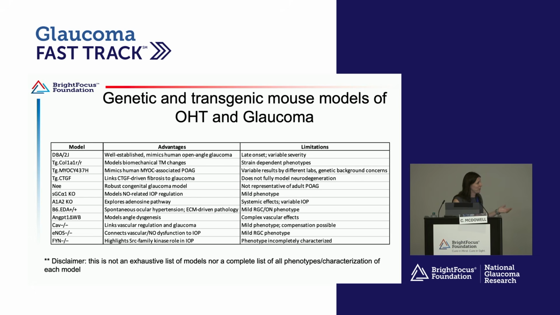And as Becky pointed out, there's advantages and there's limitations to all of these. I get asked a lot, what's the best mouse model of glaucoma? And I always say, well, there's not really a best one. There may not even be a really good one, but there's ones that are good to study different types of questions. So this is, like I said, not an exhaustive list, but I hope you can come back to it and look up some of these models and look into some of the advantages and limitations that you might want to consider in your own work.